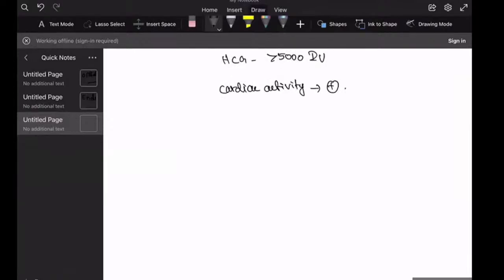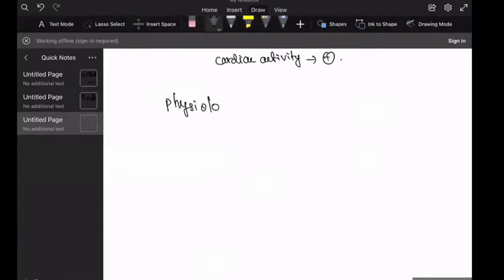Next. Some physiological changes. This question, physiological changes in pregnancy, has been repeatedly asked in exams. Physiological changes of pregnancy is a very important topic.